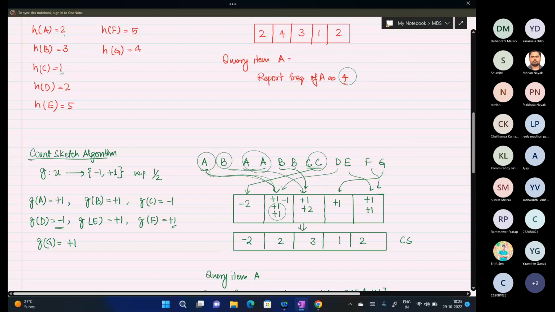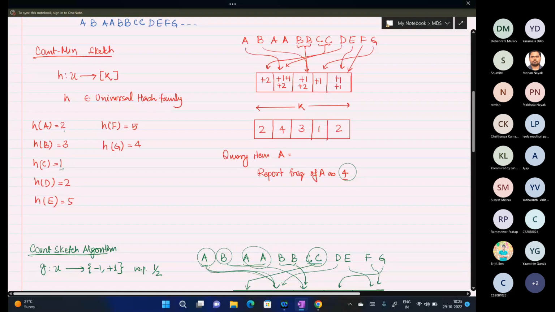Sir, I have a doubt on the count min sketch algorithm. There we are using multiple hash functions, right? Yes. You have shown only one here. Yes, but typically we use multiple. So when we use multiple hash functions, there also you think the estimate will be maximum always? No, I'm not saying maximum, sorry. What I mean to say is that it will be more than the actual result.